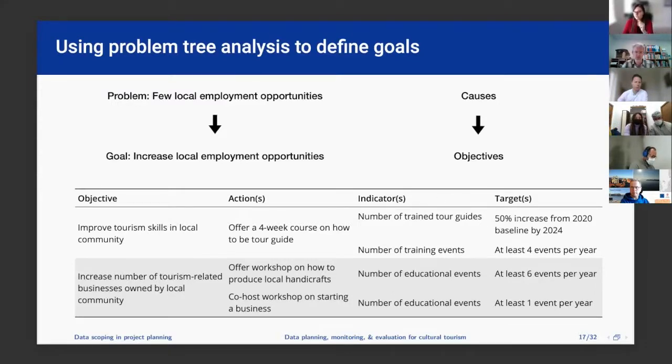And then we can think about our targets. So we know we can create a baseline. What is the number of trained tour guides right now? And think in 2 years or 4 years, we want to have, say, a 50% increase. The number of training events, it doesn't have to be a percent increase. It can just be a target number. So we want to have at least 4 training events per year, or at least 1 training event per year. So we're taking this big problem, turning it into a goal, taking those causes, turning them into objectives, thinking of very specific actions we can take, and then indicators that help us know whether those actions were successful.